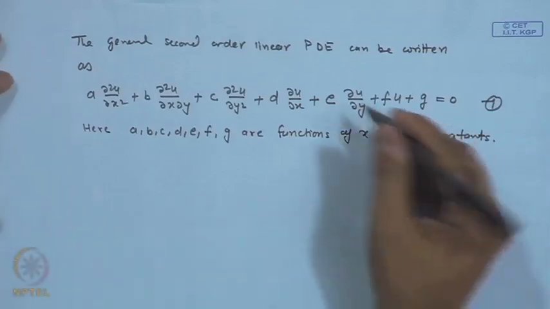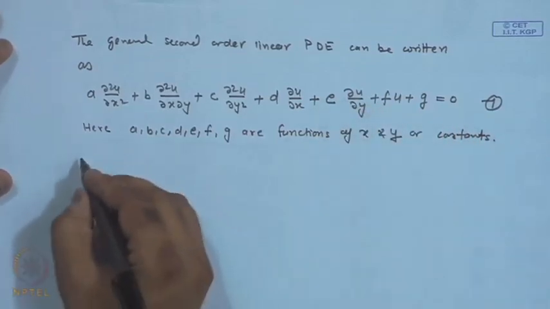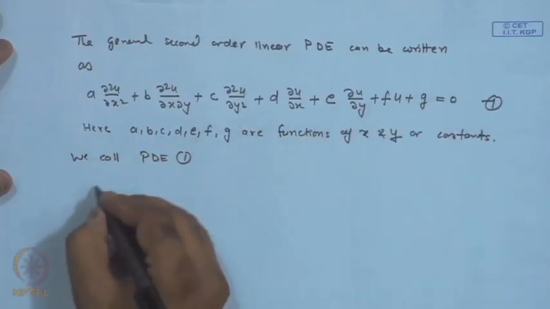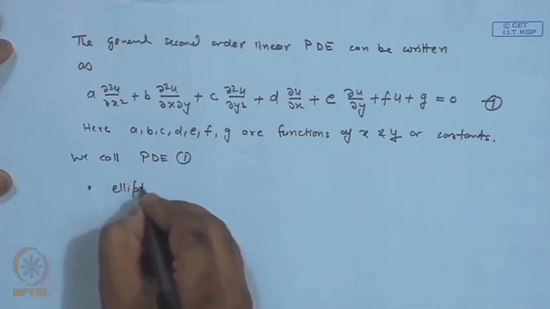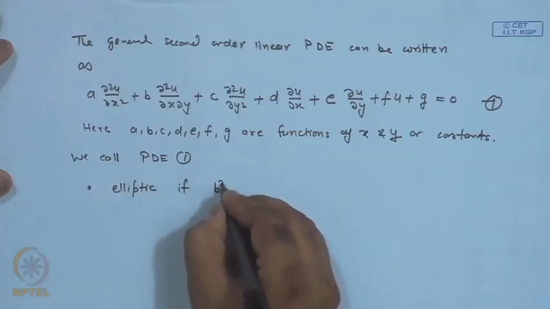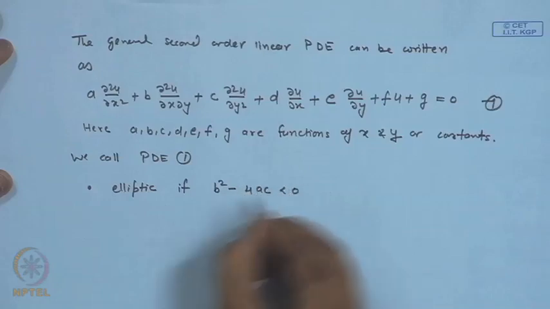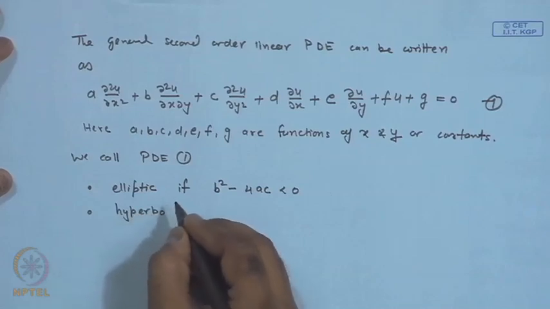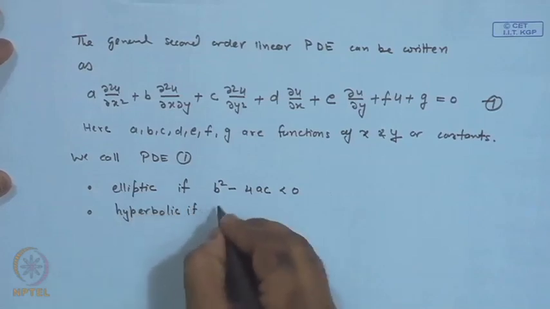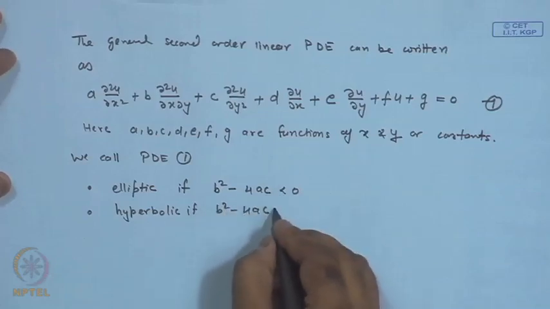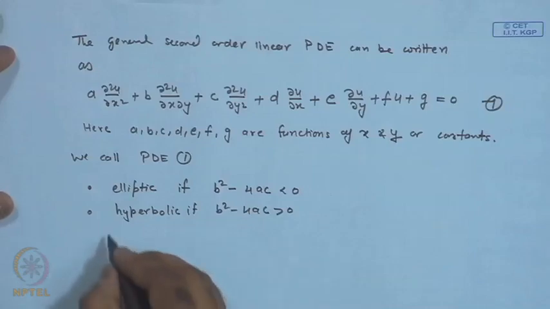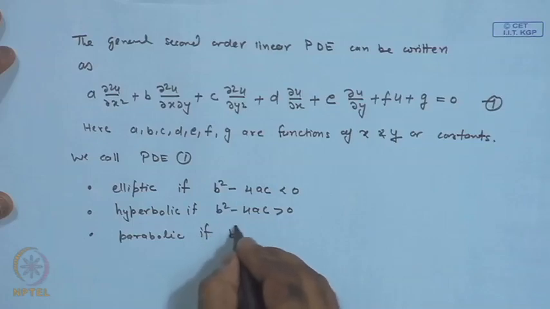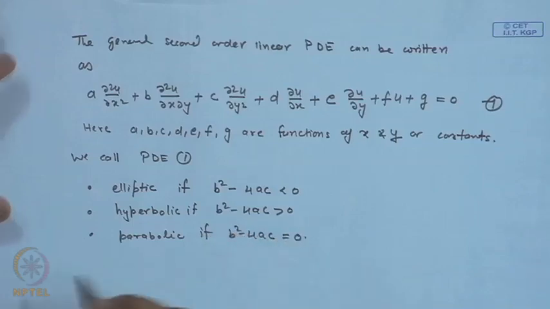So, there is a classification for these partial differential equations. We call the PDE elliptic if b square minus 4 ac is negative, we call the PDE hyperbolic if b square minus 4 ac is greater than 0, and parabolic if b square minus 4 ac is equal to 0.